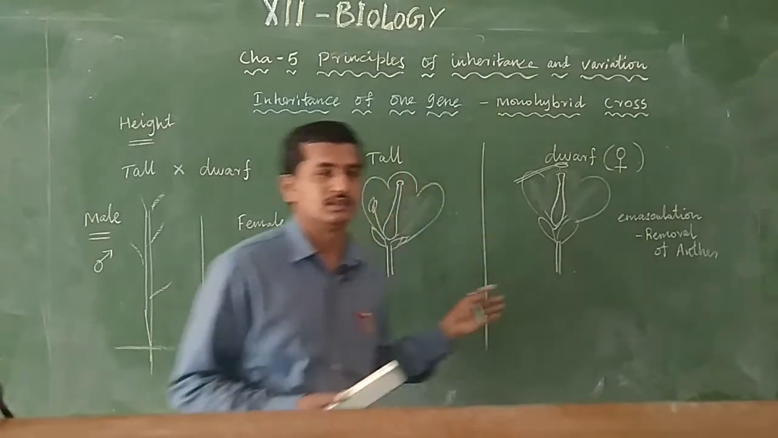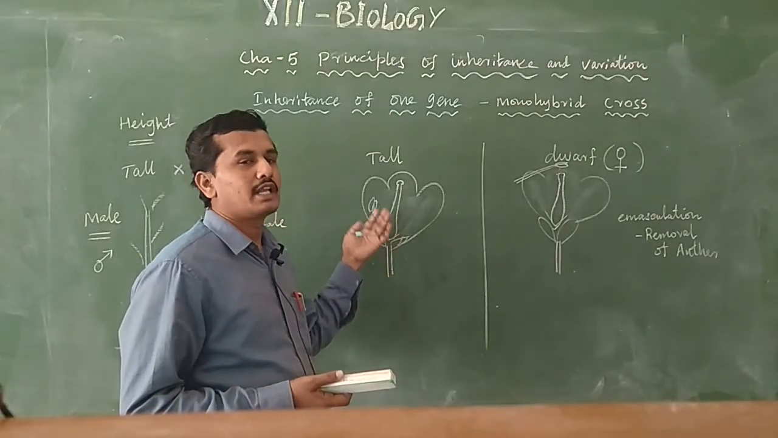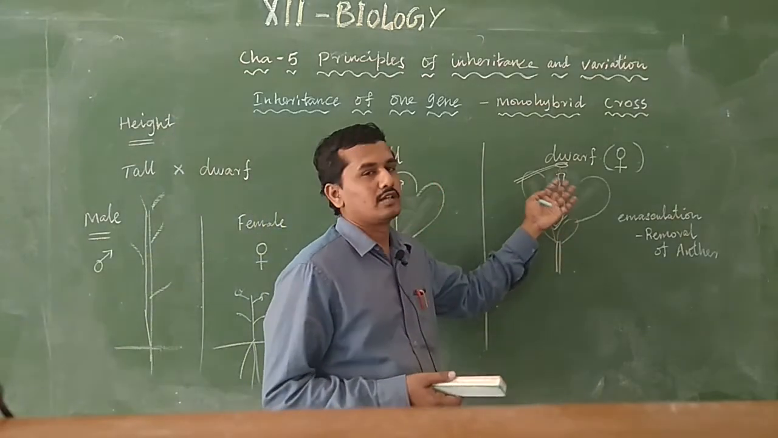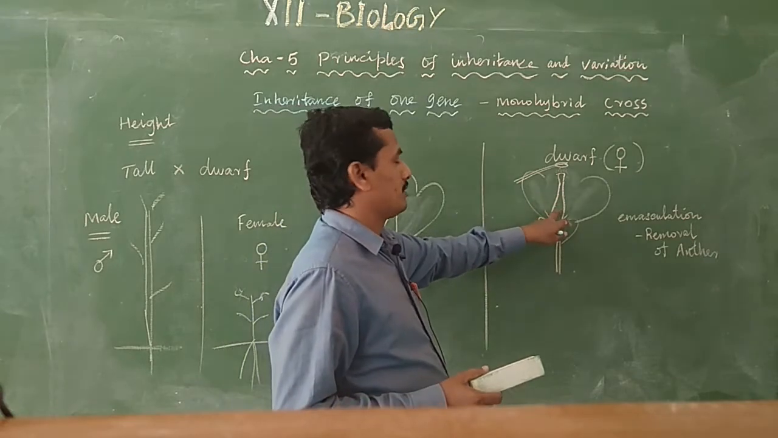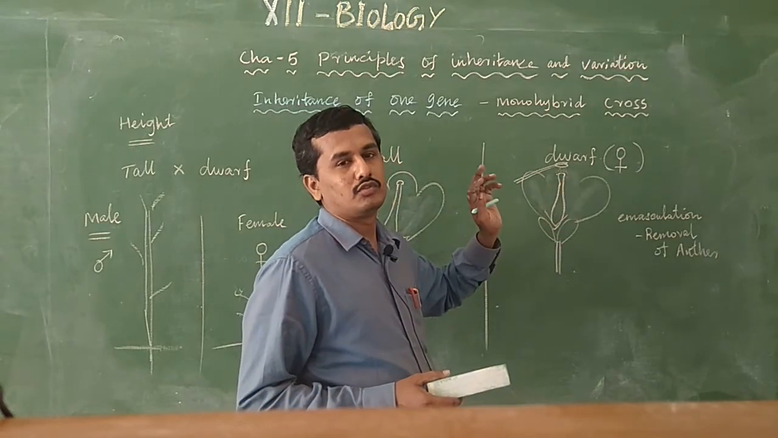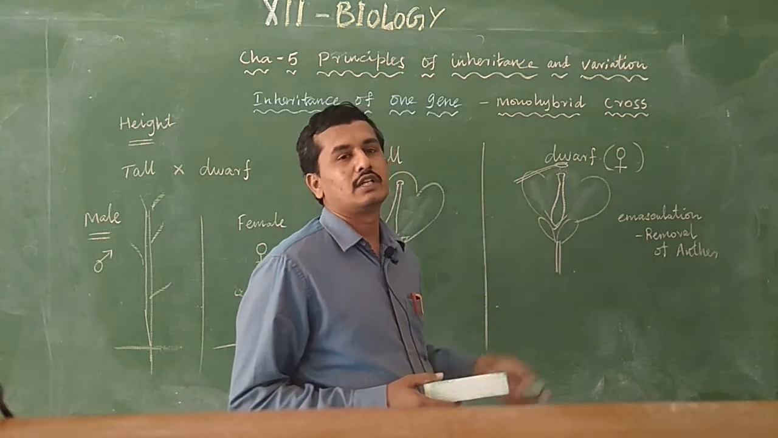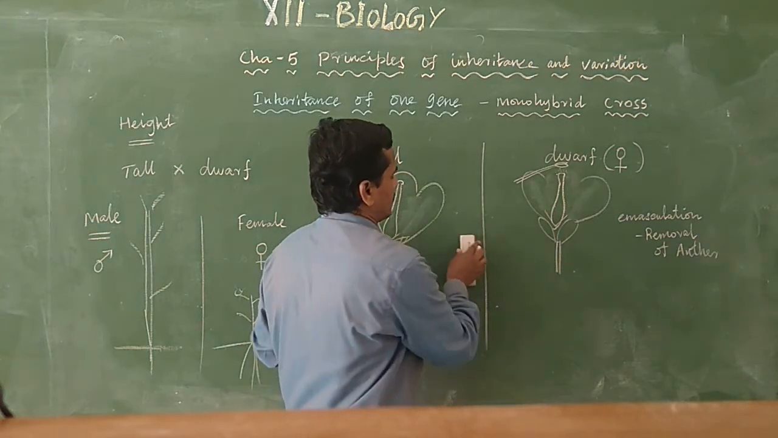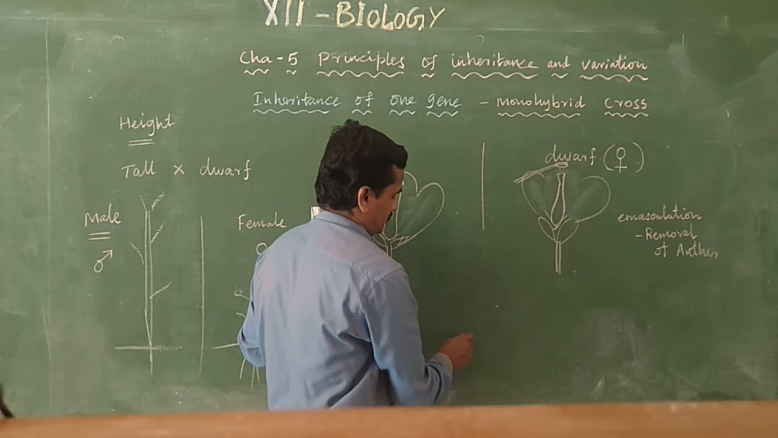In this cross, the tall pea plant acts as a male and the dwarf pea plant acts as a female. Then after maturity, the dwarf pea plant ovary produces fruits. After fertilization, the ovary is converted into fruits and the ovules are converted into seeds. Then the seeds of the dwarf plant are sown in the next field.